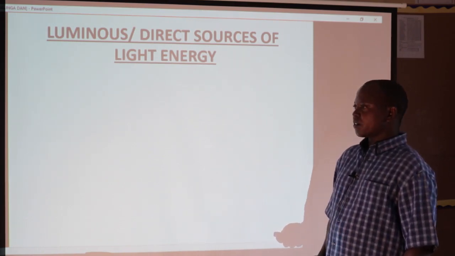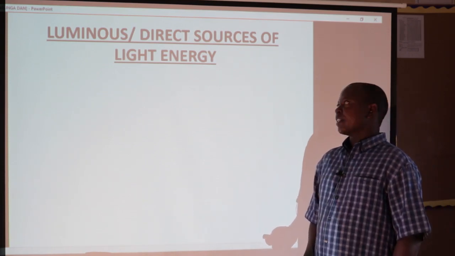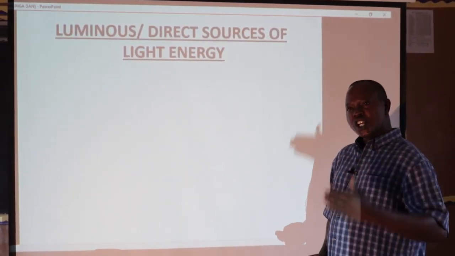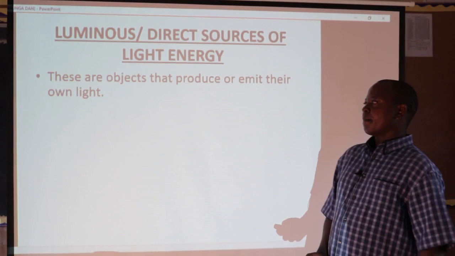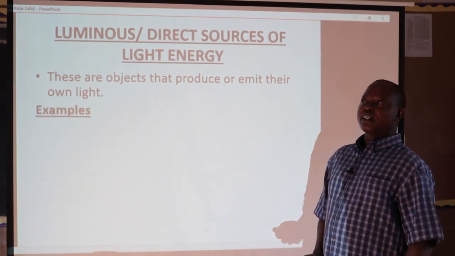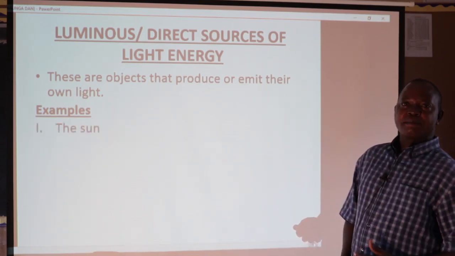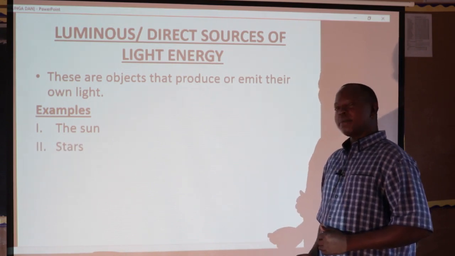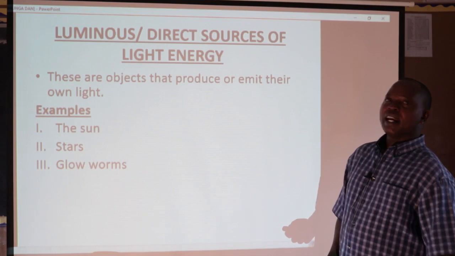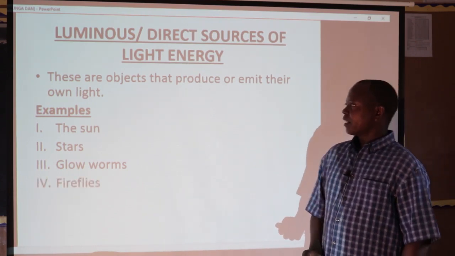When we talked of natural sources, I believe children that are very attentive outside there, you'll be able to give me examples of natural sources of light energy. So if you happen to give all the natural sources of light energy, you'll find that all of those natural sources of light energy become examples of luminant objects. Why? Because they are able to emit or to produce light on their own. And these are some of the examples.